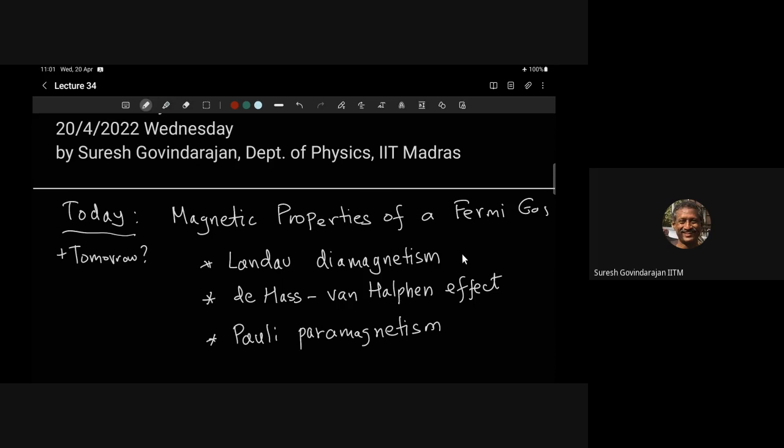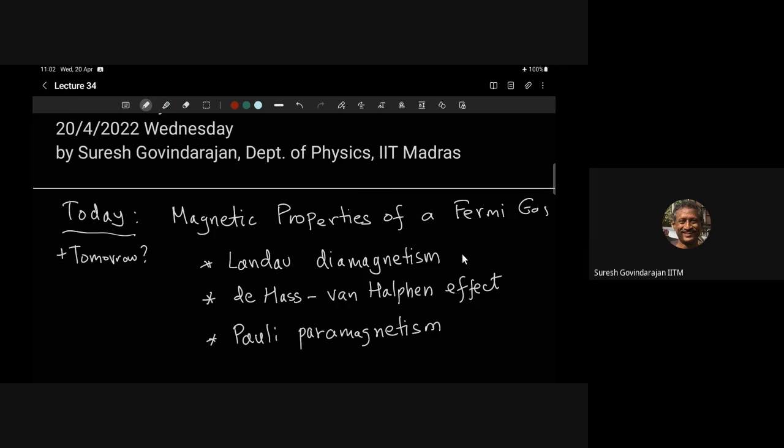So Landau diamagnetism. This is just the fact that a gas of electrons will have a diamagnetic contribution, that means the magnetic susceptibility will be negative. Of course, the spin will couple to external magnetic fields, and that's paramagnetism, but in this context, it's called Pauli paramagnetism. We have done isolated spins, but here what we have is a gas of fermions, each of which is a spin half particle, so that will also be there.